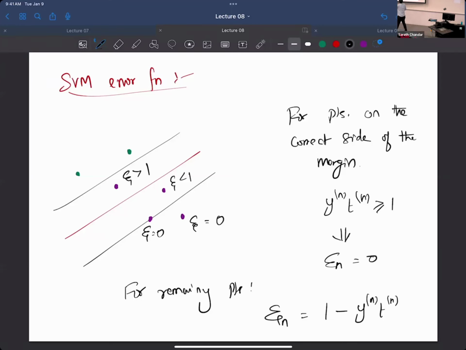For example, for this one, y of n times t of n is still going to be positive, like it's between 0 and 1. So this value is going to be less than 1. For this one, it's misclassified, which means y of n times t of n is going to be negative. So 1 minus y of n t of n is going to be greater than 1, because 1 minus some negative value, and it just grows on the other side of the problem. Is that clear? So now I can combine these two to come up with an objective function.